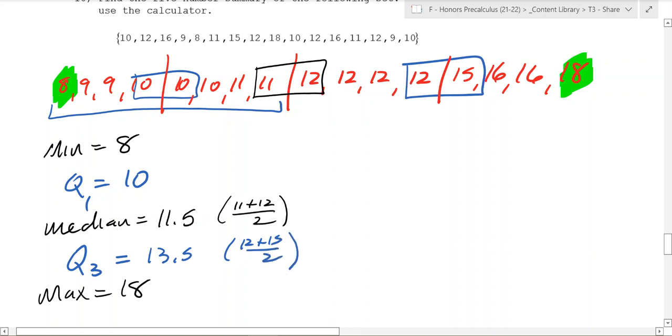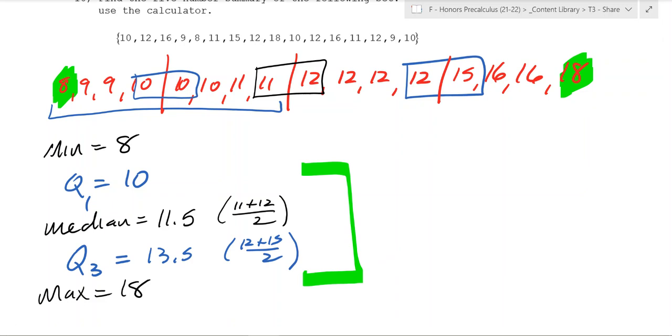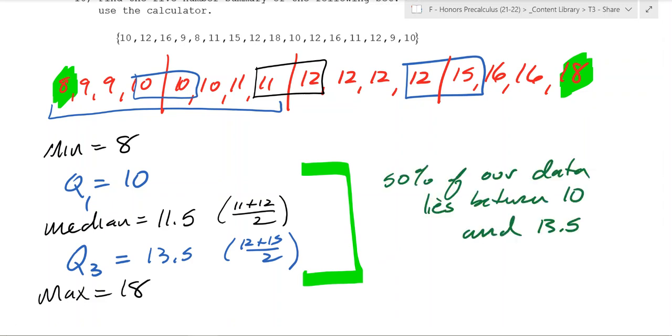So these 5 numbers are super important. And what you know is that between quartile 1 and quartile 3, 50% of our data lies between 10 and 13.5. So again, 50% of our data lies between 10 and 13.5.